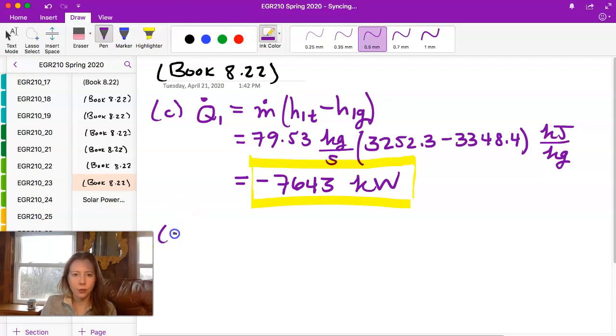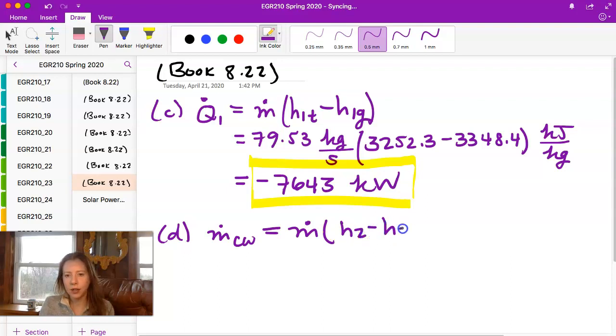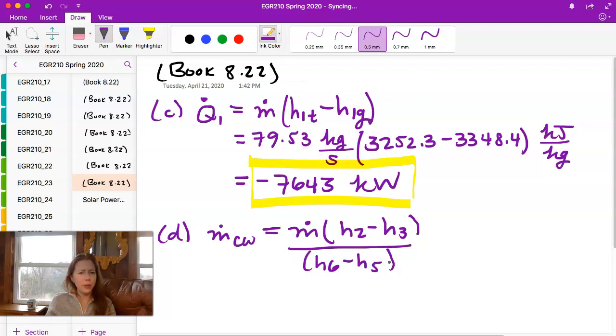All right, last one, we're looking for the mass flow of the cool water. And so if you were going to do an energy balance and rearrange and solve for m dot cw, you end up with m dot for our main line, H2 minus H3, divided by H6 minus H5. So this would be doing a steady state energy balance, saying that 0 is equal to m dot times H2 minus H3 plus m dot cool water times H6 minus H5.